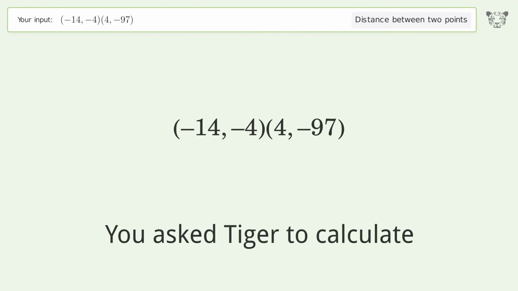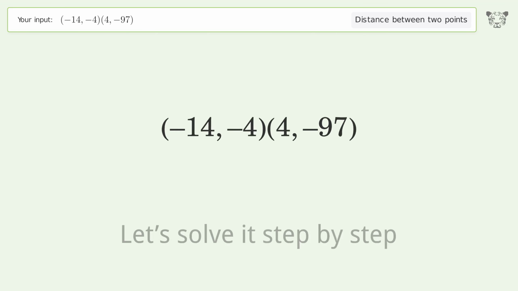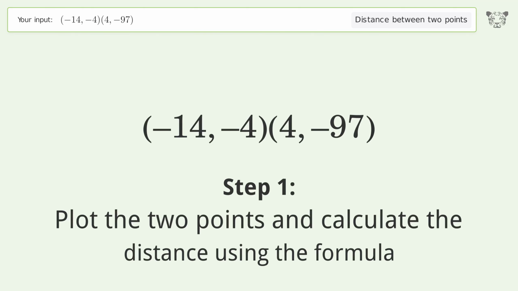You ask Tiger to calculate. This deals with the distance between 2 points. The distance between the 2 points is the square root of 8,973, or 94.726. Let's solve it step by step. Plot the 2 points and calculate the distance using the formula.